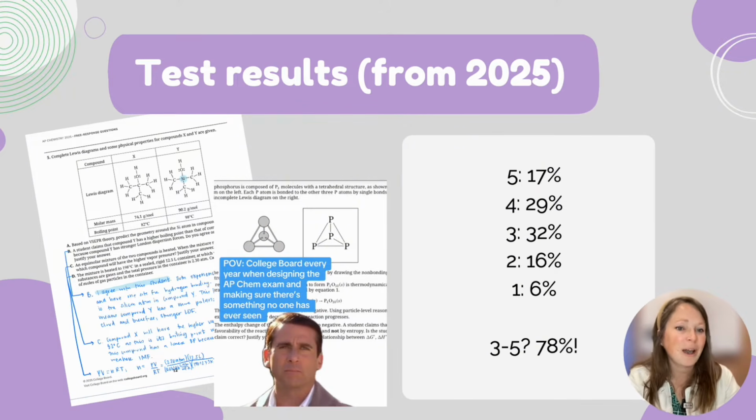So let's look at the results from last year's test. We don't know exactly how many students took the test yet, but we do know that 78% of them scored between a 3 and a 5. So the odds are pretty good, right? So even if you are feeling completely overwhelmed right now, chances are on May 5th, you're going to be really prepared for this exam, and the class is going to feel like the hard part.